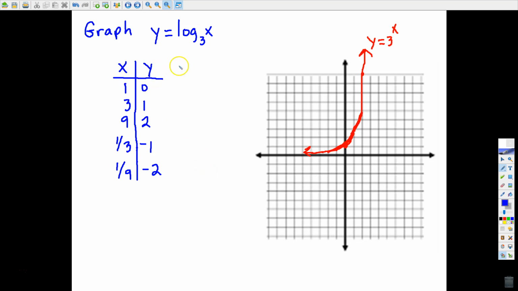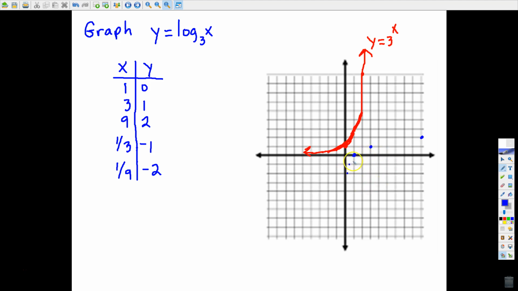Let me go ahead and show you the graph of this. This is the same table that I gave you on the previous slide, no reason to rewrite it. Let's graph these ordered pairs on our coordinate plane. Here's 1, 0, here's 3, 1, 9, 2, 1/3, negative 1, 1/9, negative 2.